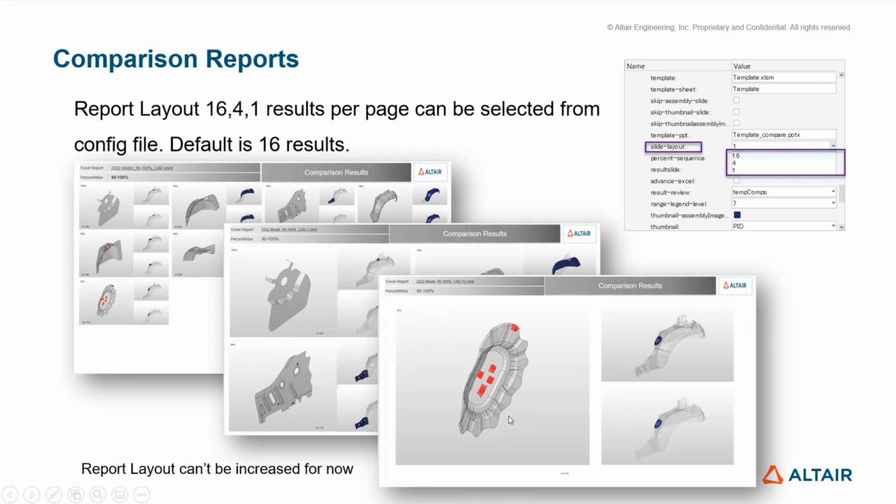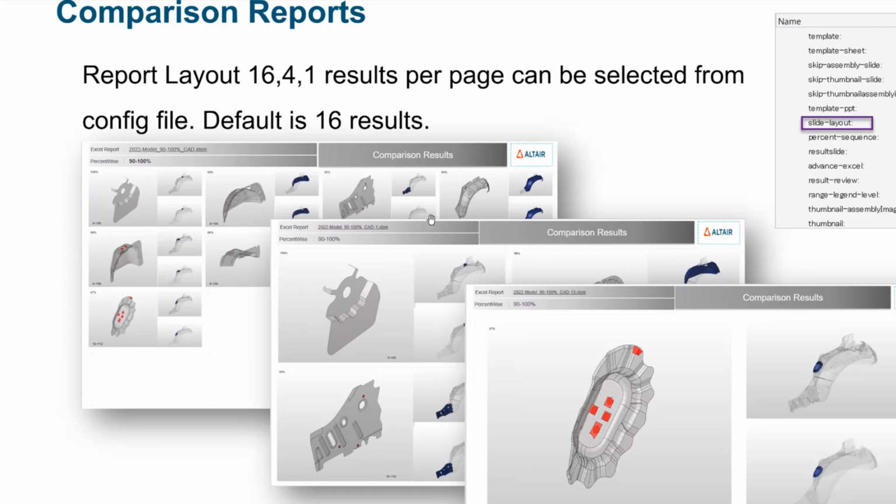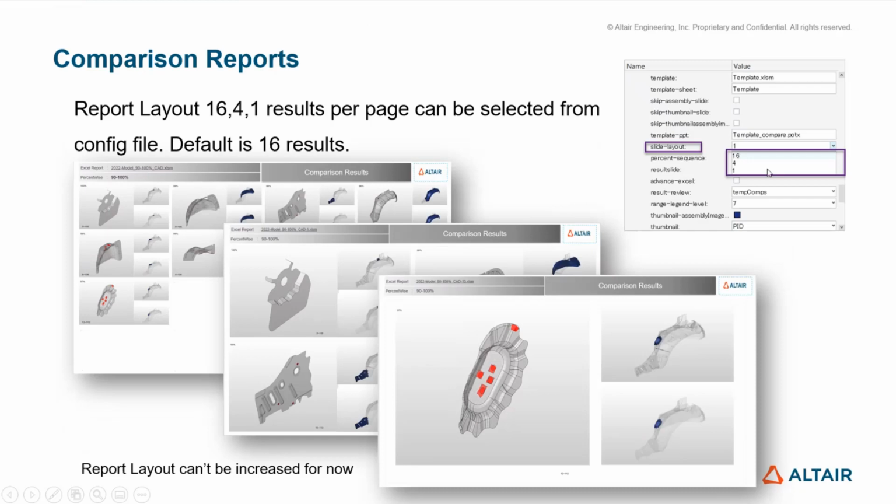The next one is comparison report enhancements. This was also a long pending requirement from customers. On the MVT side, in the past, we used to write 32 results in one slide. Then later on, we added these assembly images and increased their size, and made 16 results in one page. So now we have added additional options so that the user can select a 16, 4, or 1 layout so that the user can see the results in a bigger way.